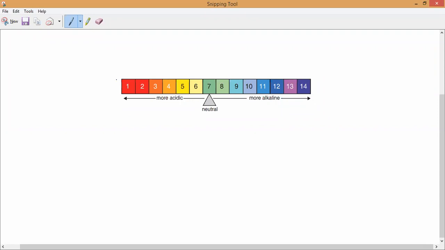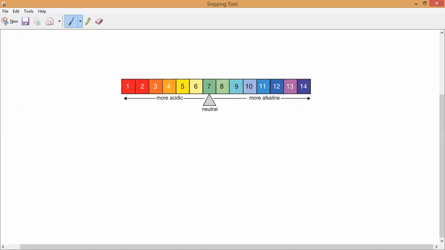Thick red, 0. 0 is not there on the paper; it has been from 1 to 14 only. Even darker, you can say it is a very strong acid. That we can represent with 0, very dark red. Next, red, 1, 2. Light orange red. Next, orange. Yellow. Light greenish yellow. Green. Next one, after green, greenish blue. Understand?